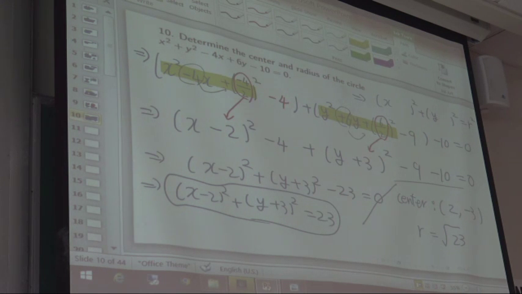Any question? So even though 23 doesn't have a perfect square root, it's still the answer. You just put the square root symbol over it. But if it were a perfect square, you would just put like 5 if it were 25.